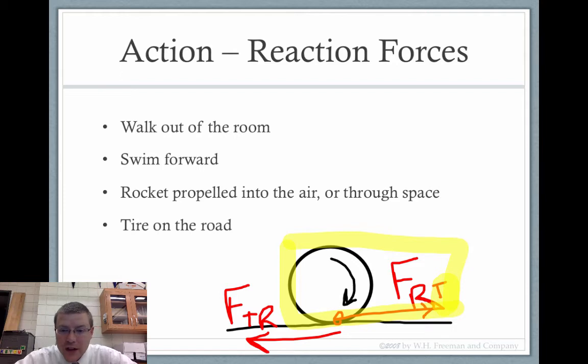So if I just focus on the tire as my system, you can see that there's only one force acting on it. The road pushes the tire forward, and that's why you move forward. But the only reason you get that is because the tire pushed backwards on the road. And I know it sounds like I might be saying the same thing over and over again, so if that is not clear, please ask me questions tomorrow.